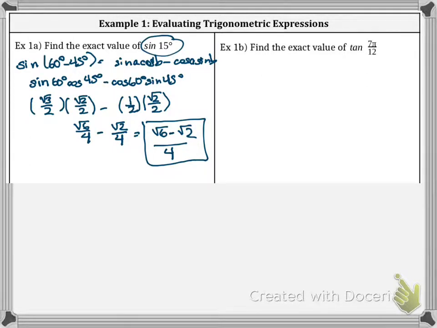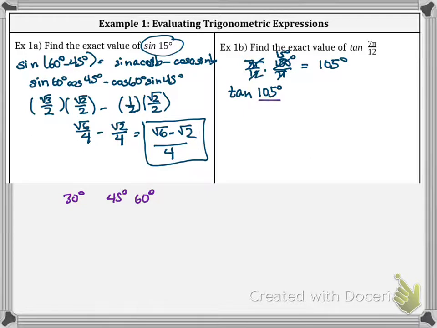Now on the right side, we have tangent of 7 pi over 12. So with 7 pi over 12, what we want to do is just convert it to degrees. So 7 pi over 12 times 180 degrees over pi. So 12 goes in 180 15 times. So 7 times 15 degrees is 105 degrees. So we're really looking at tangent of 105 degrees. Just to talk about it again, we're only looking at 30, 45, and 60 degrees. Those are the degrees we're looking at in order to make the tangent of 105.